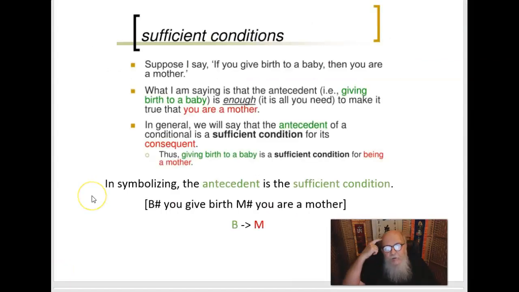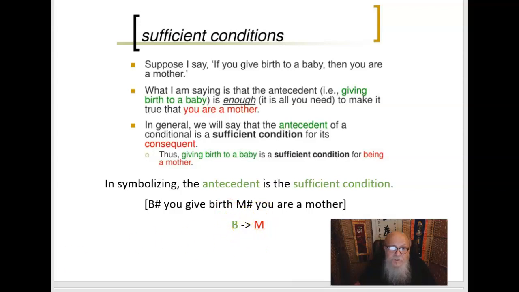So let's try to develop our intuitions and think about this a little more. Suppose I say if you give birth to a baby, then you're a mother. What I'm saying is that the antecedent, giving birth to a baby, is enough. It's all you need to make it true that you're a mother. So in general, we say that the antecedent of a conditional is a sufficient condition for its consequent. So giving birth to a baby is a sufficient condition for being a mother. And in symbolizing, the antecedent again is the sufficient condition, right? If you give birth, then you're a mother.